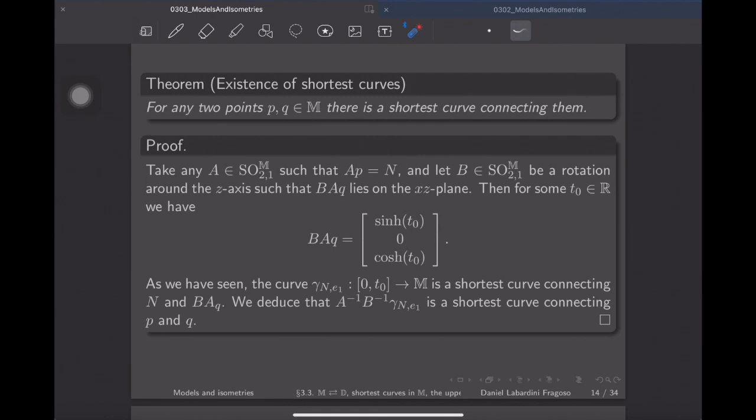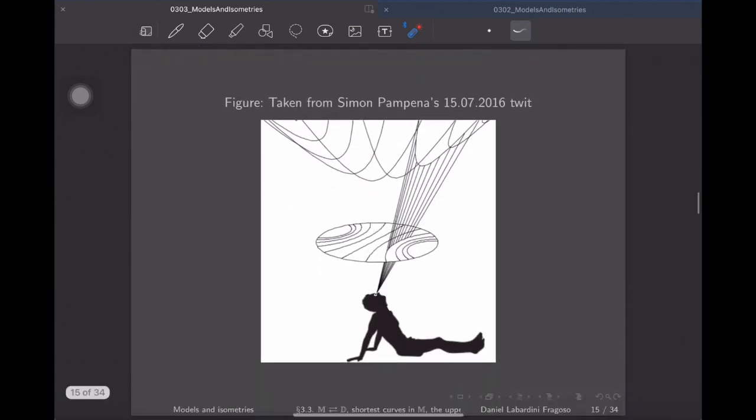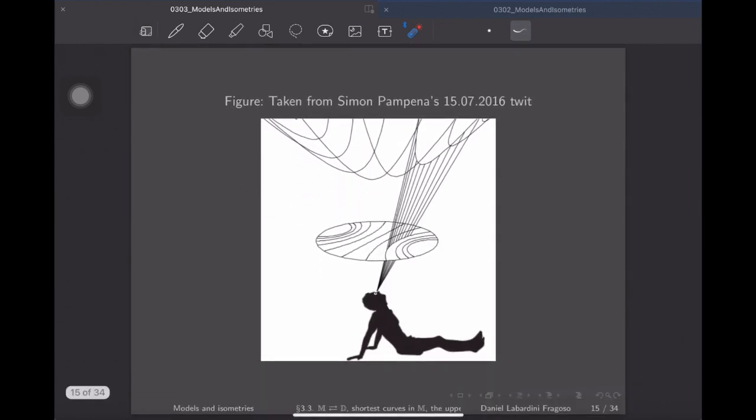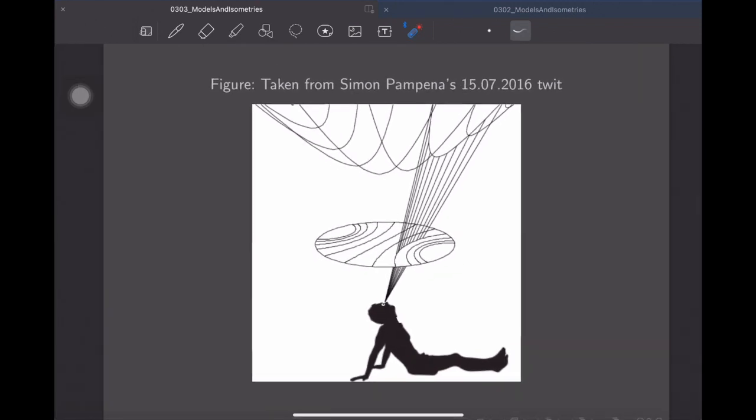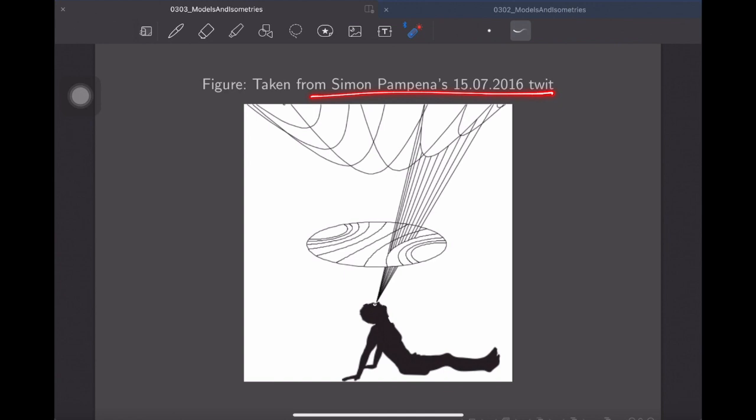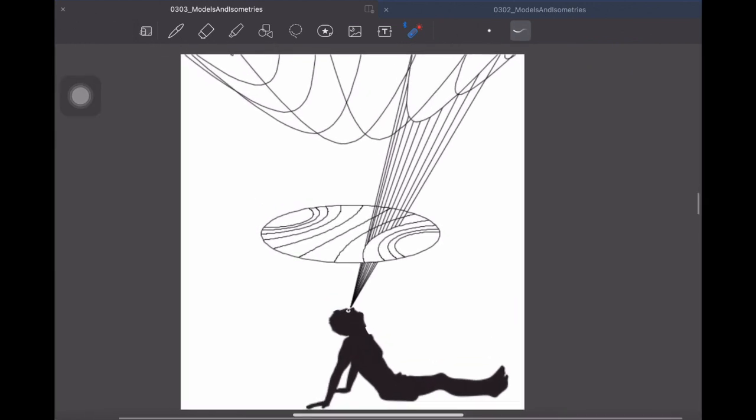Okay, so for any 2 points, there is a shortest curve connecting them, right? And here is a picture of some shortest curves. Of course, it has more information than just that. I didn't make this myself, so I took it from here. These are some shortest curves, the ones you are seeing. But it has more information, because it's also showing their images on the stereographic projection in the Poincaré disk, right?